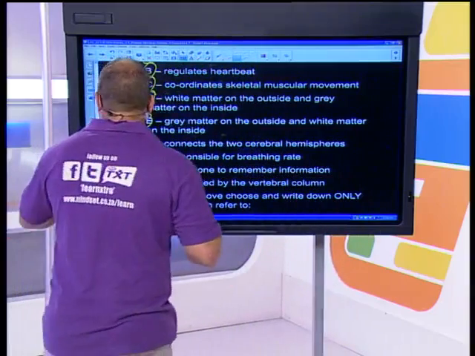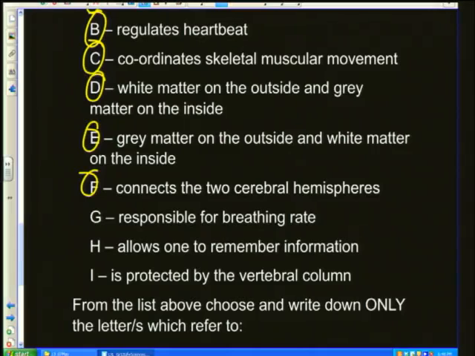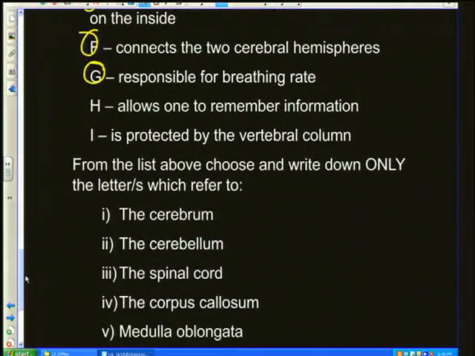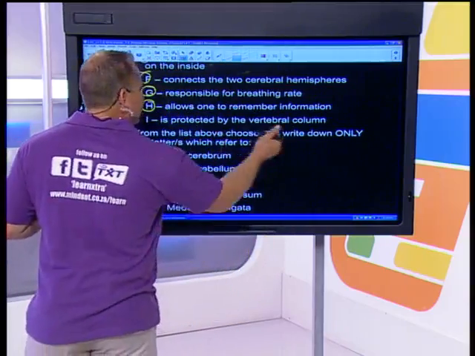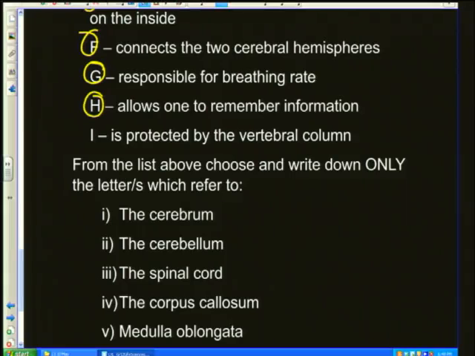Okay. Next one, G, responsible for breathing rate. Okay, responsible for your breathing rate. Let's go. Allows one to remain in information. It keeps the information. It allows one to remember information. And the last one is protected by a vertebral column. So those are the things that we're going to have a look at.